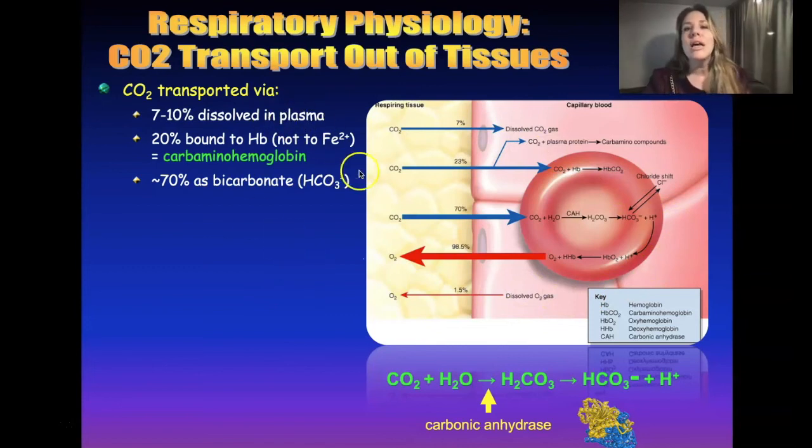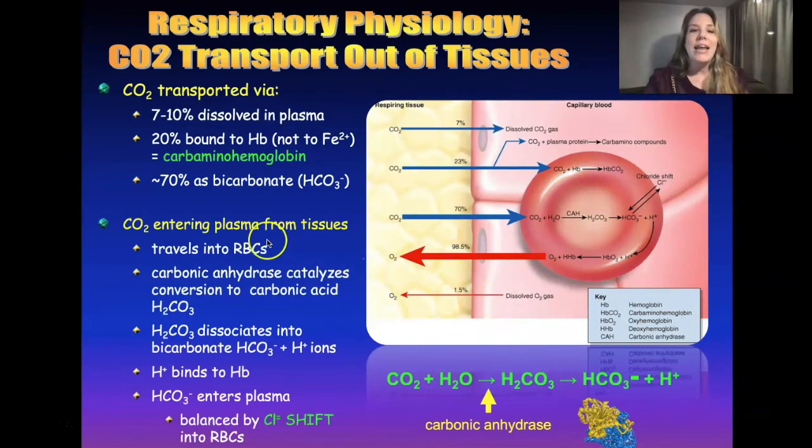So very little is dissolved in the plasma, a little bit is. 20% will bind to the hemoglobin in the red blood cells, and the rest is going to form bicarbonate. So let's see how that happens. So we have the carbon dioxide leaving the tissues, meeting up with these red blood cells, and as soon as they get in those erythrocytes, they are going to meet an enzyme called carbonic anhydrase. Remember, anything ending with an ASE is an enzyme.